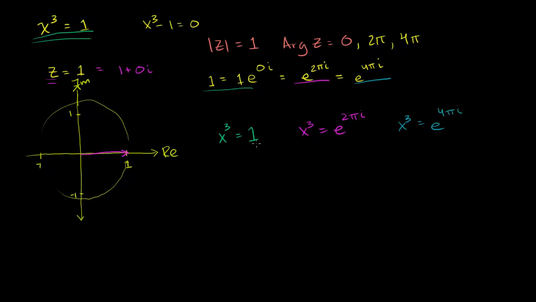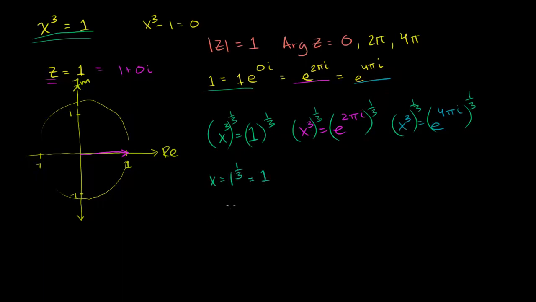Let's take both sides of all of these equations to the 1/3 power to solve for x. We're just taking everything to the 1/3 power to solve for the x's in each of these equations. So this first equation becomes x is equal to 1 to the 1/3 power, which is just equal to 1.